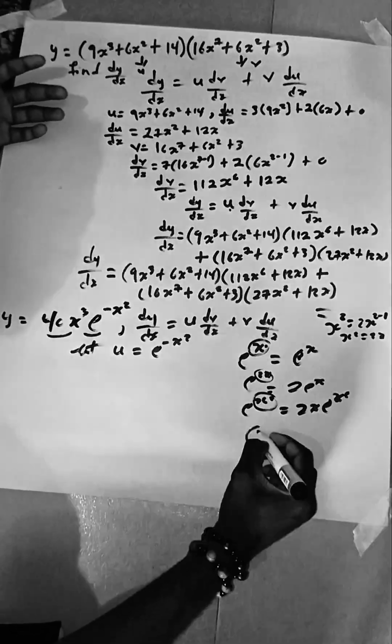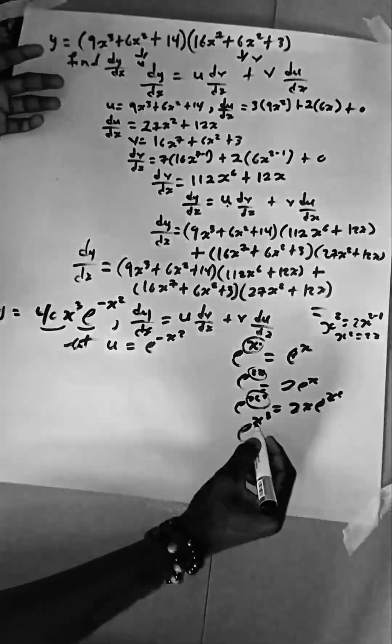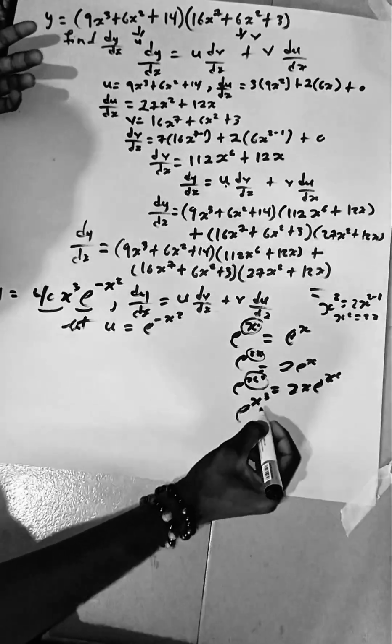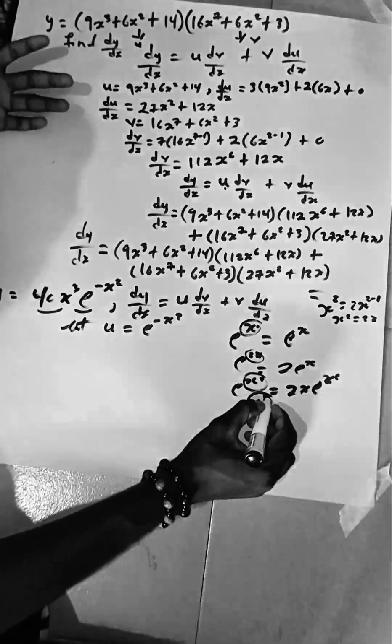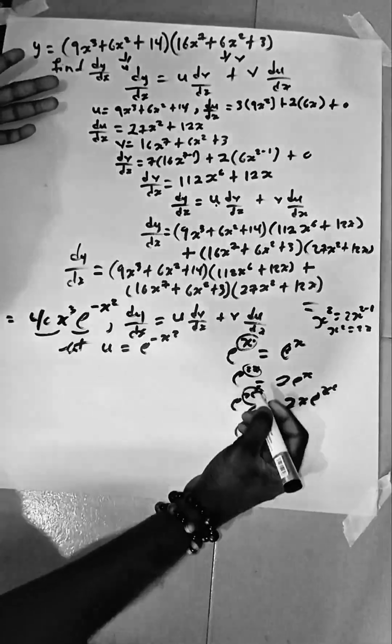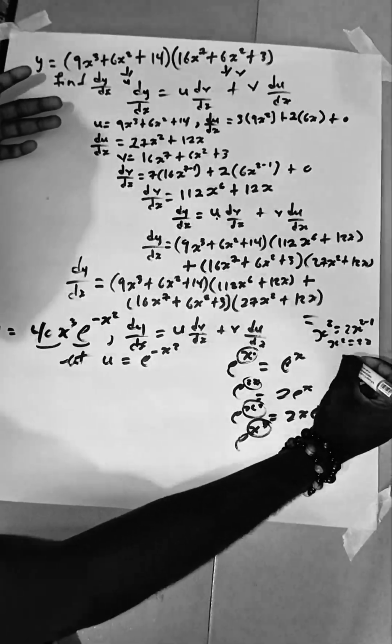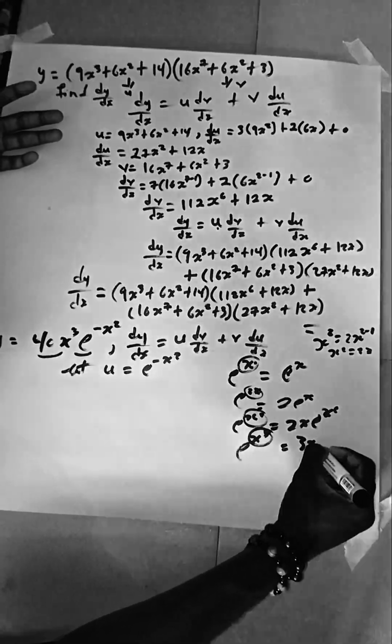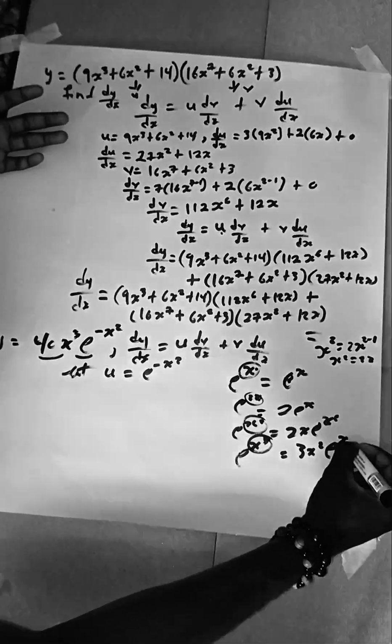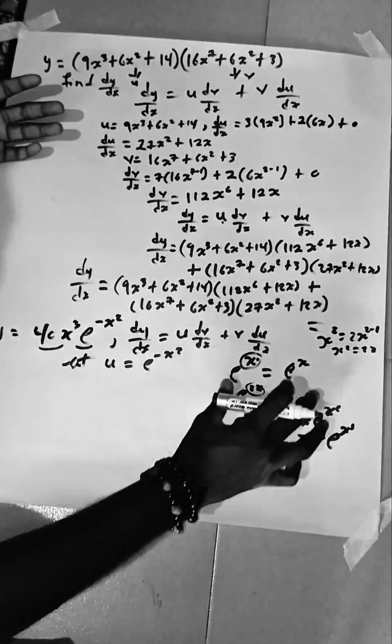Let's see what happens now. Let's say we have something like e to the x raised to the power 3, and we're looking for the derivative of this. Very simple. We differentiate this exponent, that's x cubed, and if we differentiate x cubed, we have 3x squared. Remember from your power rule. So we have 3x squared multiplied by e to the x cubed.